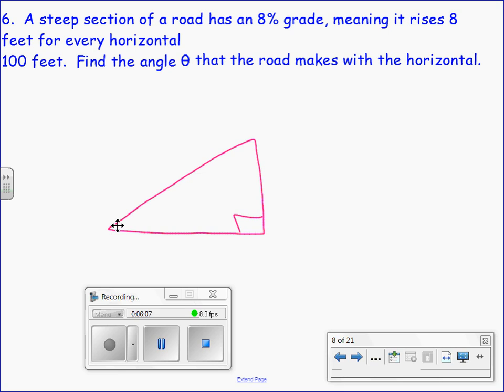Could you label where you think the 100 would go if it's a horizontal distance? Nope, horizontal. That's diagonal. Horizontal. Good choice. All right. Now, if it's rising 8 feet, where would you think that would go? There we go. So you see it? It's going 100 horizontal and 8 vertical. We're trying to find the angle theta where it meets the road. Take it from here.